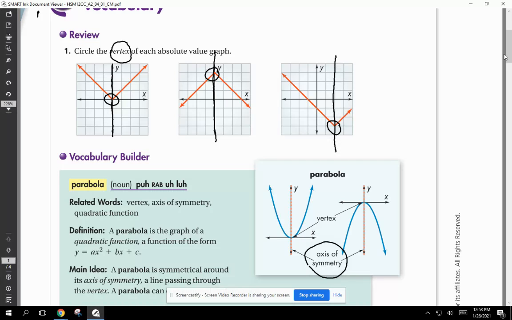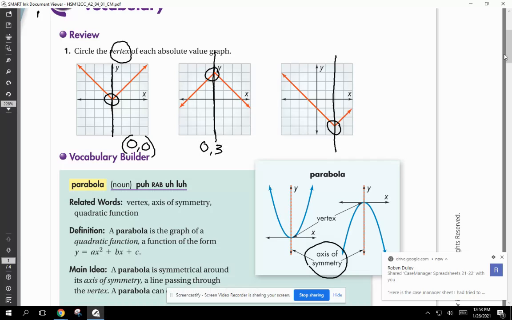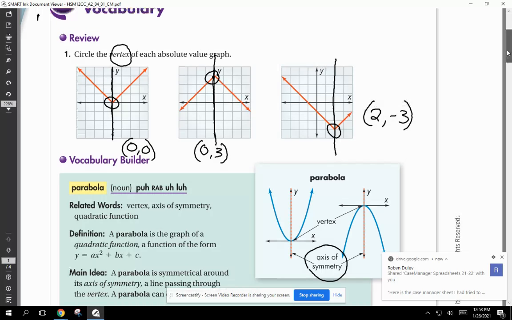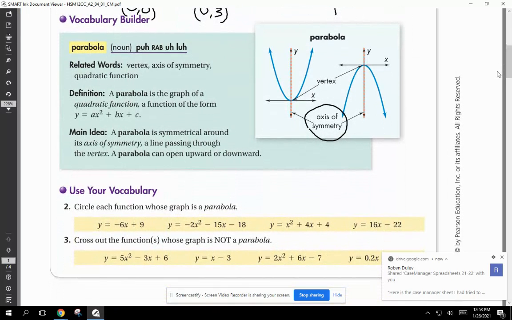You also want to find the vertex. So the vertex here is 0, 0. The vertex here is 0 over 1, 2, 3. So 0, 3 is the graph of the vertex. And this vertex is 2, 1, 2, 3 down. So 2, negative 3.